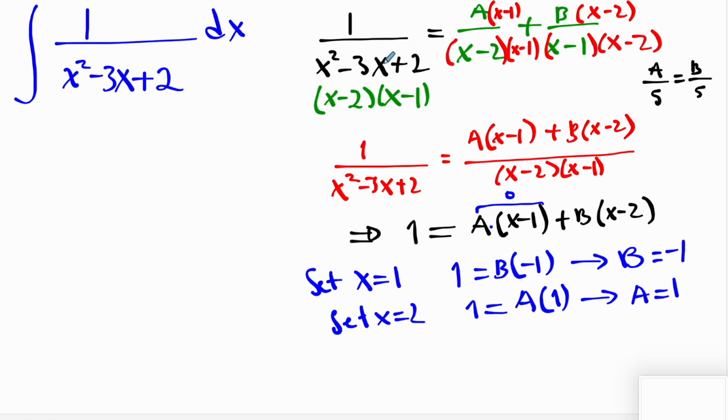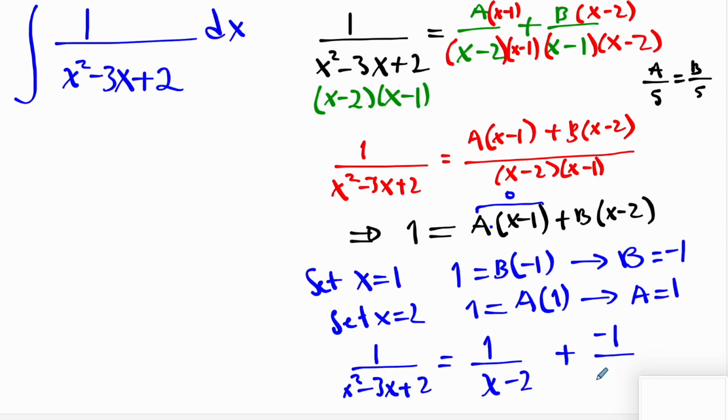So now we were hoping to find a and b, and now we did. Now we'll just go back and put it back. So 1 over x squared minus 3x plus 2 will equal a, which is 1 over x minus 2, plus b, which is negative 1 over x minus 1. So we took this rational expression with the quadratic denominator and we decomposed it into simpler fractions. We don't know how to integrate this, but we know how to integrate these. So this will come in very handy.